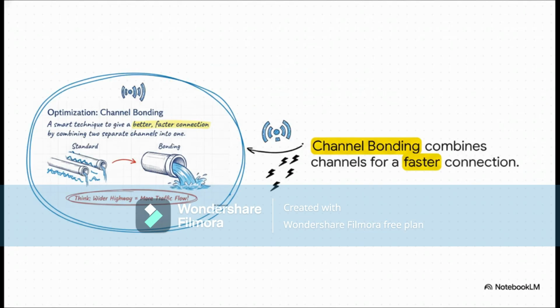The first trick is something called channel bonding, and this analogy is just perfect. Imagine your data is water flowing through pipes. Channel bonding takes 2 small pipes and merges them into one giant one. And what happens when you have a bigger pipe? A lot more water, or in our case, data, can flow through at once. That means a way faster connection for you.